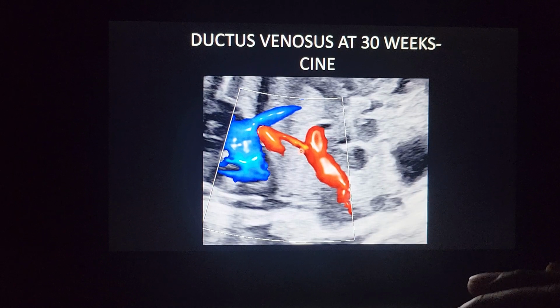So from all these pictures, what we should be mindful of is that the umbilical vein enters the liver and goes to portal sinus. From the portal sinus, the ductus venosus emerges and then goes into IVC. At the junction of IVC with hepatic vein and right atrium, that's where the ductus venosus enters the IVC.